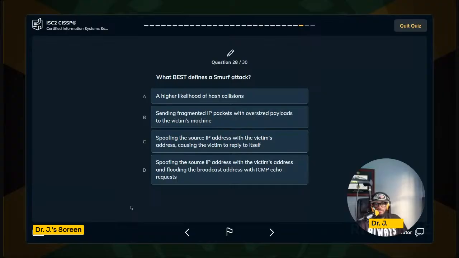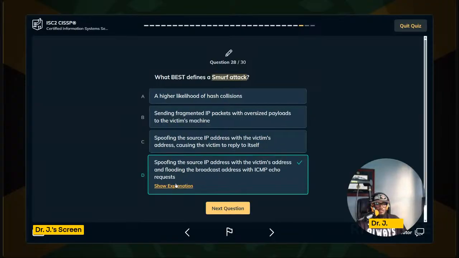All right, what best defines a Smurf attack? Sending fragmented IPs with oversized payloads to the system's machine. Because Bravo sounds like the teardrop. I think that's the teardrop, when it's sending fragmented IPs. Spoofing the source IP address with the victim's address and flooding the broadcast address with ICMP echo requests. I think it's Delta. Yeah.